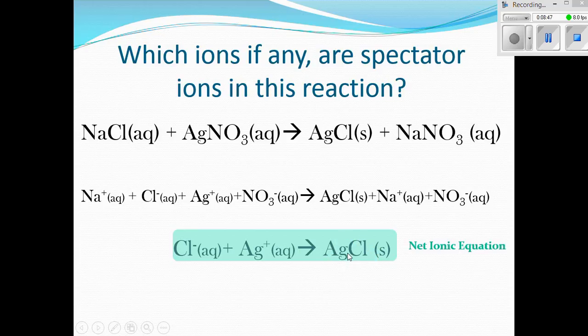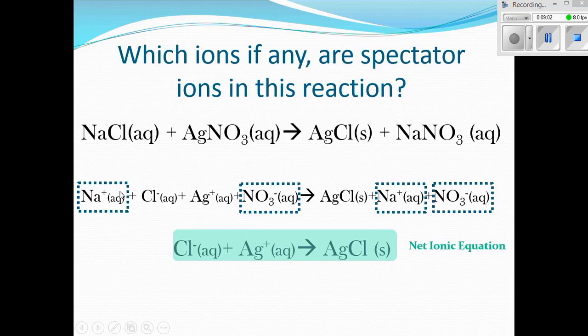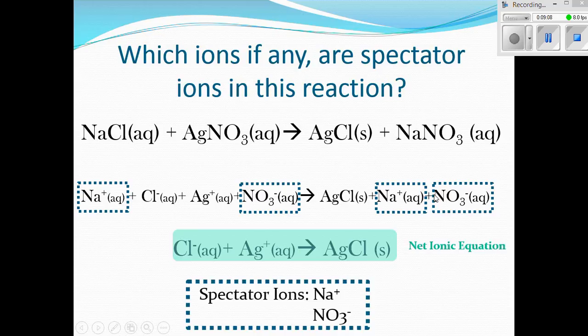So this would be our net ionic equation, but it doesn't really answer the question that's being asked. It's asking what are the spectator ions in this reaction. So what we need to look at is, are there any ions that are repeated on the reactant side and on the product side? And so we have sodium on both sides, and we have the nitrate ions on both sides. So our spectator ions are actually the sodium ion and the nitrate anion.